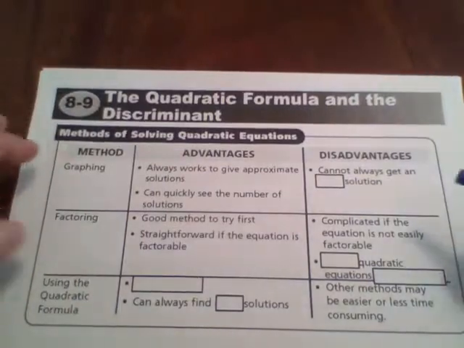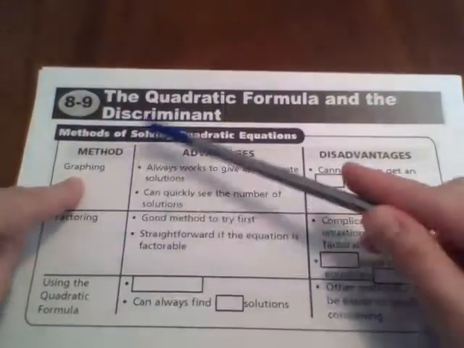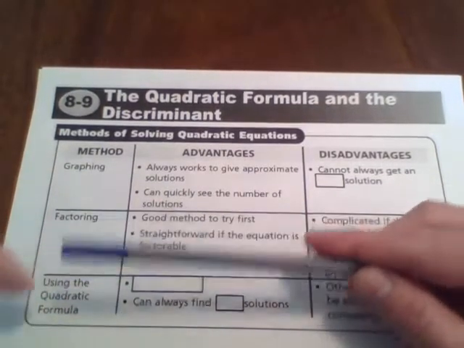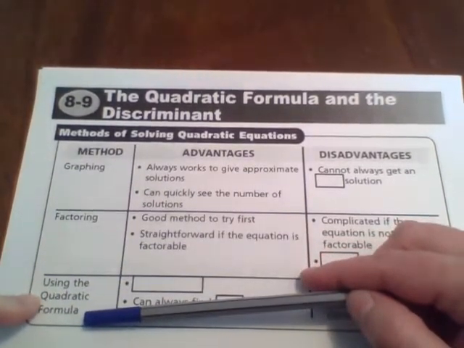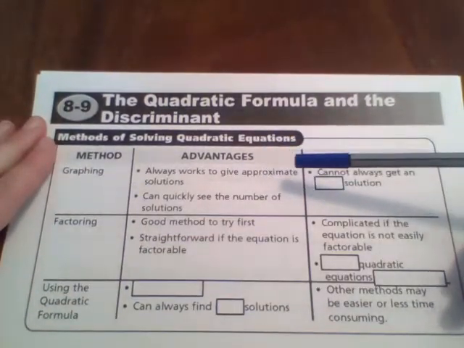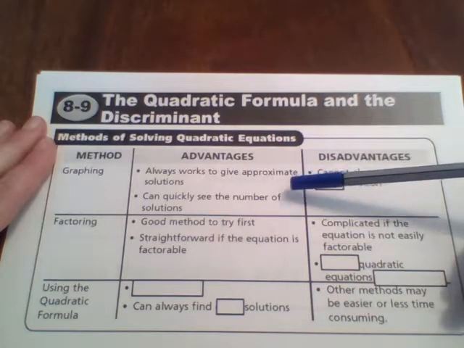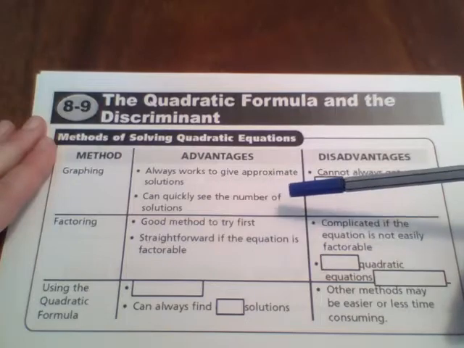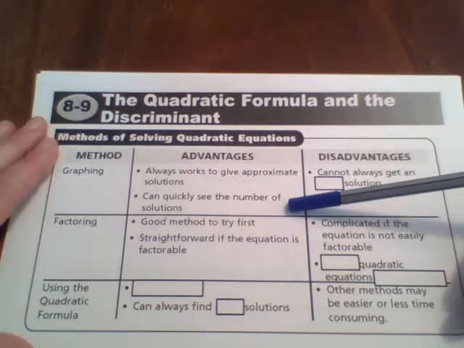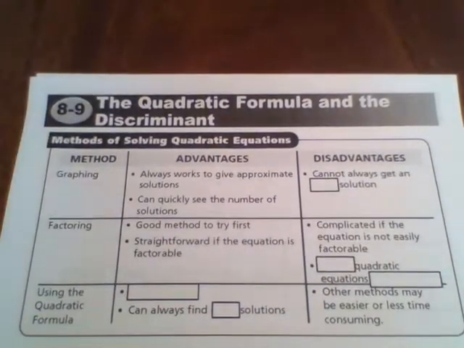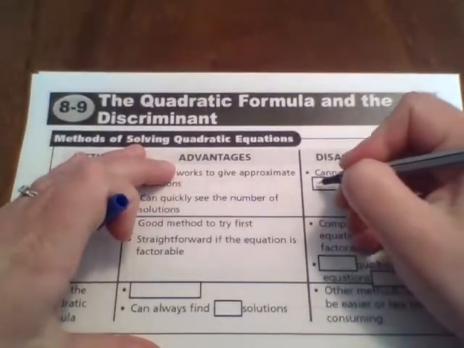All right, so the first idea, and I kind of just referenced it, is that what we've done so far is a graphing method to solve the quadratic, a factoring method to solve the quadratic, and now we're going to use the quadratic formula. So going back to graphing, remember that the advantage is that it always works to give approximate solutions. So you can always see if there are 1, 2, or no solutions, and you can quickly see the number of solutions there. So it's a great visual for your advantages. The disadvantage, however, is that you cannot always get an exact solution.